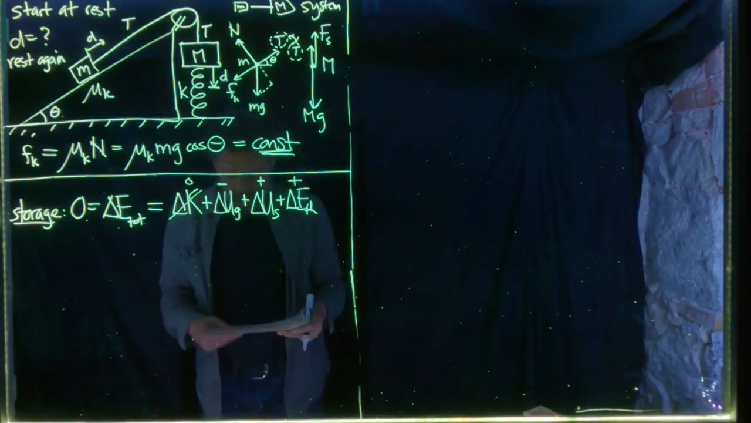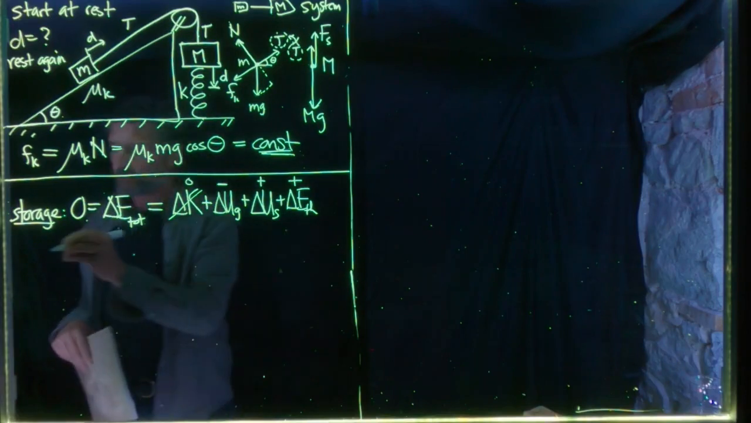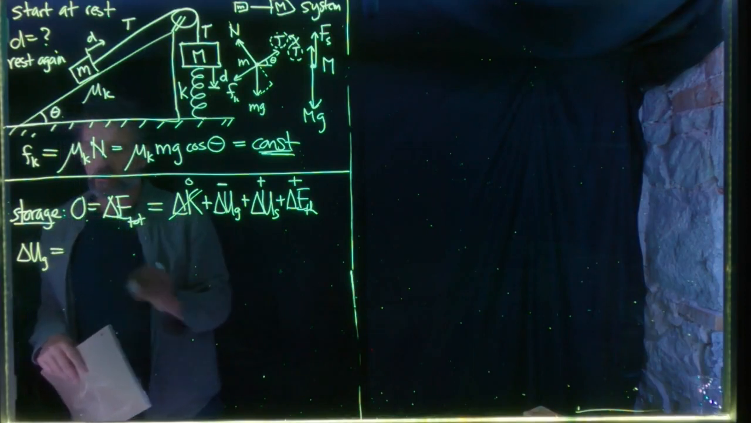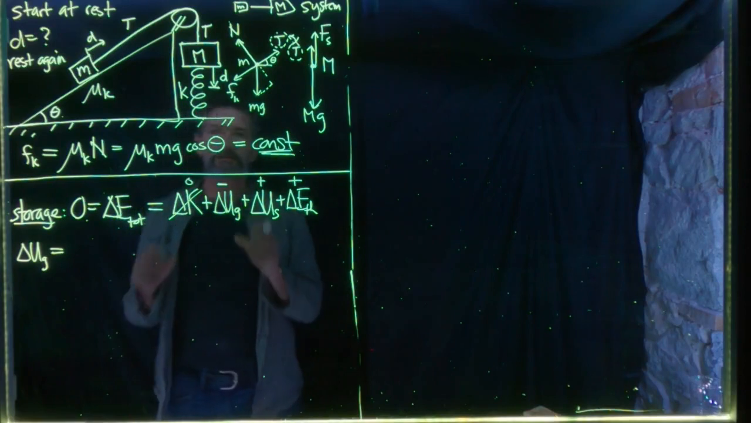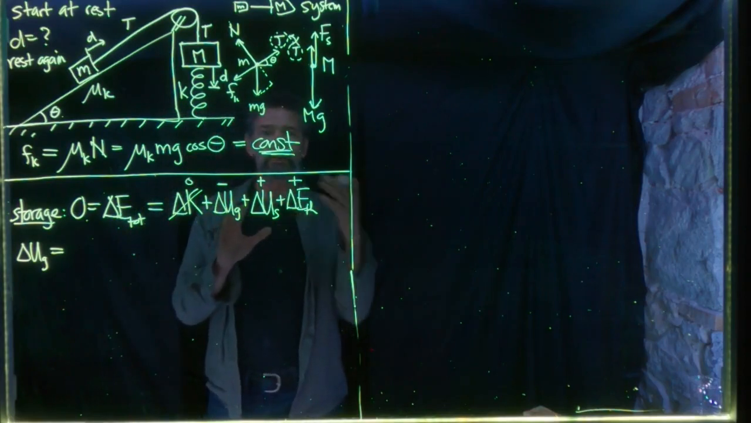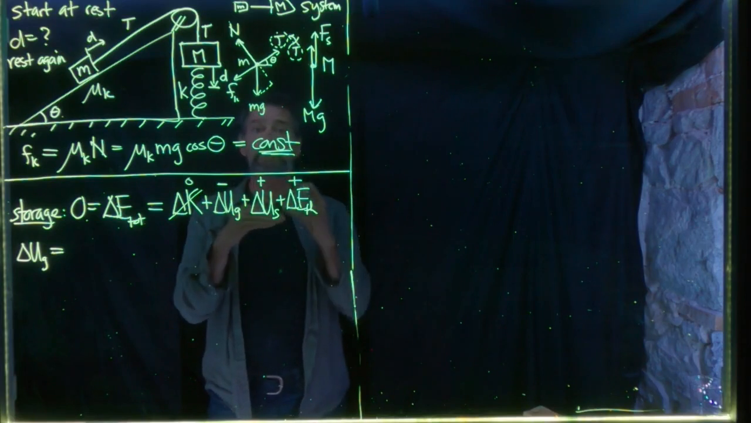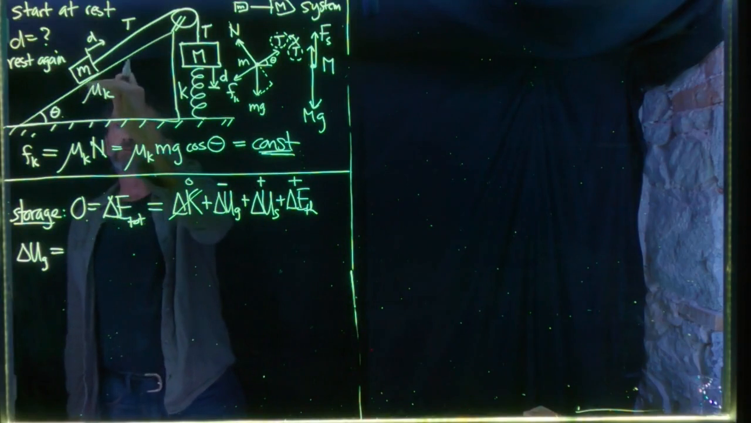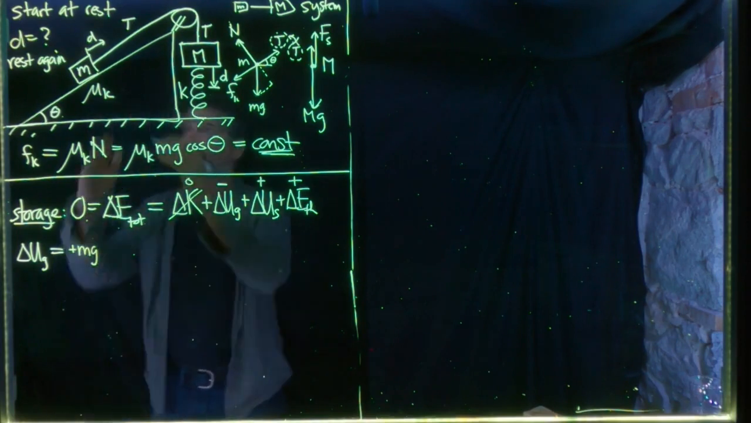Okay, very good. Now let's work out the first term here, the change in the energy stored in the gravitational field. In general, the change in the energy stored in the gravitational field is positive mg times the change in height, height final minus height initial. When the height of a mass increases, the change is positive. In this case, we have m moving up, so there's definitely some upwards motion. So it's going to be positive mg times the change in the height.